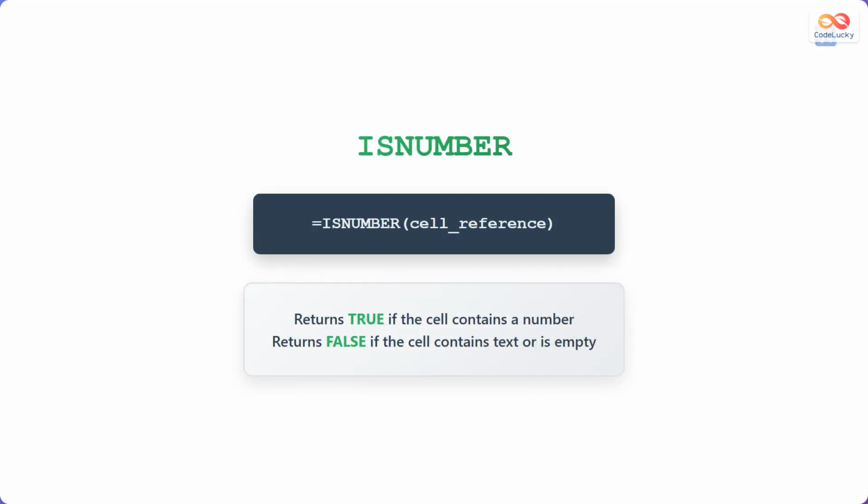The ISNUMBER function checks if a cell contains a number. The syntax is =ISNUMBER(cell_reference). It returns true if the cell contains a number, and false if the cell contains text or is empty.